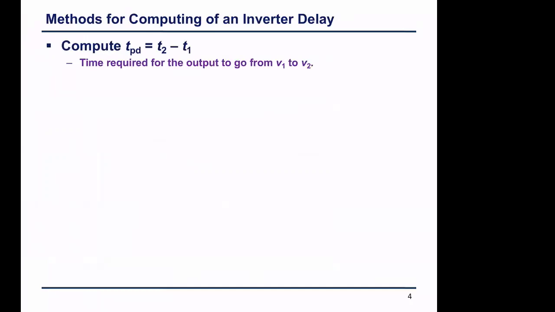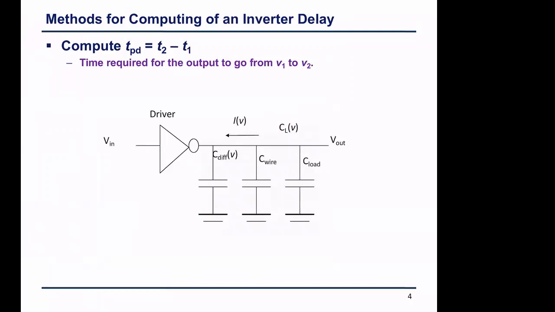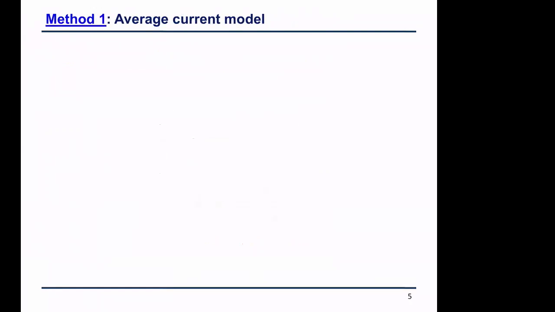So the methods for computing the delay of the inverter. We said it is the time to go from points 1 to 2. We said that the inverter will have its own self-capacitance, the wire capacitance and the load capacitance. And now we're going to look at two possible methods to calculate the delay of the inverter. The first is the average current method, which you have seen in 311. And the second is using the equivalent resistor from which will stem the rest of the formulation.